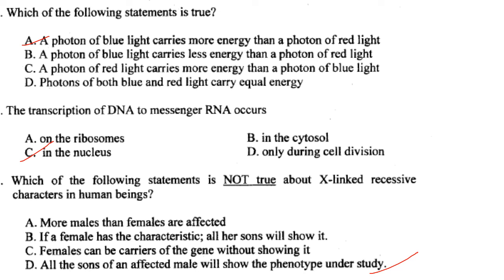Which of the following statements is not true about X-linked recessive characters in human beings? More males than females are affected. If a female has the characteristic, all her sons will show it. That is also correct. Females can be carriers of the gene without showing it. That is also correct. All sons of an affected male will show the phenotype under study. That is not correct. So they have asked for the one which is not true. So option D is not true.